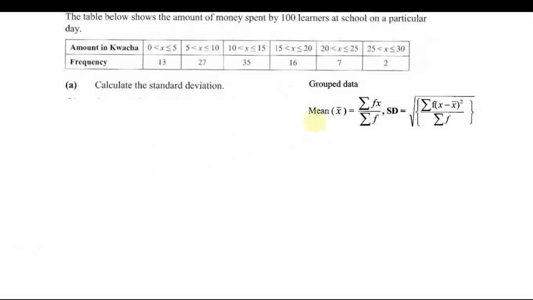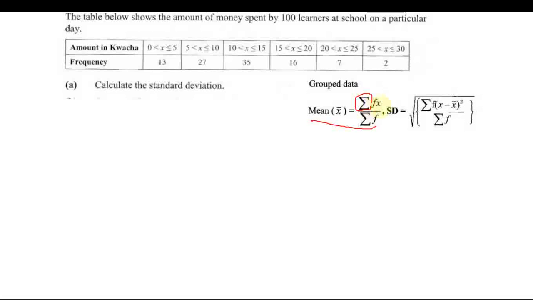So if you look on your right there, we have the formulas, the formula for mean and also the formula for standard deviation. These two formulas are indicated to be for grouped data. So for you to find the mean, we have summation. This symbol you are seeing at the beginning here simply means summation, meaning addition. Addition of what? The frequency multiplied by x.